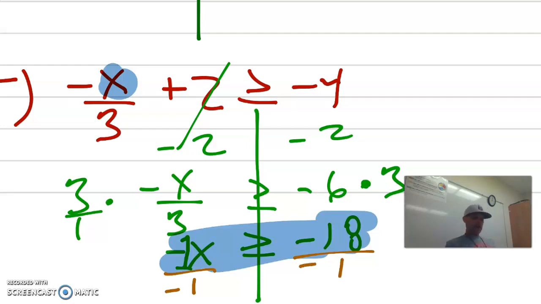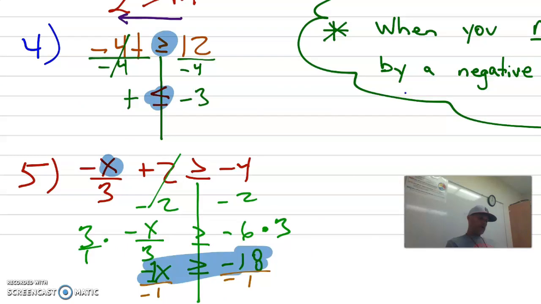Now what kind of x do we have left? We have a positive x, and negative divided by a negative is a positive, so negative 18 divided by negative 1 is 18. And remember the sign. Did we just divide by a negative? Yes, we did. So you've got to flip that sign around. And you're done.